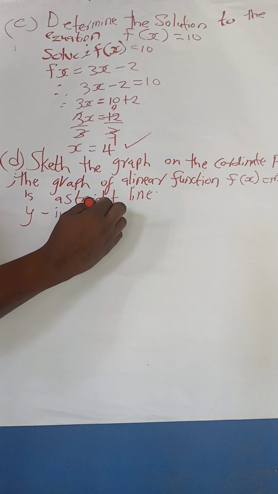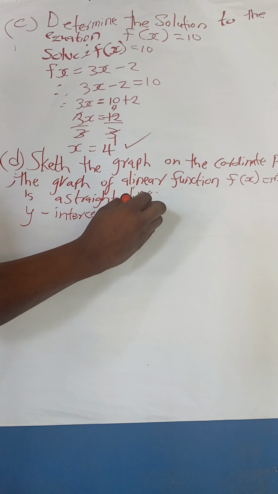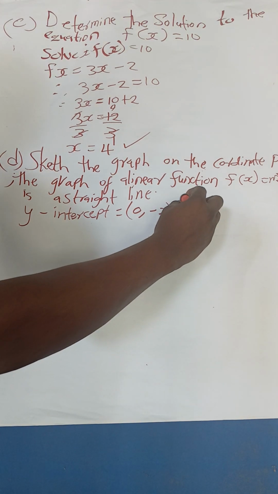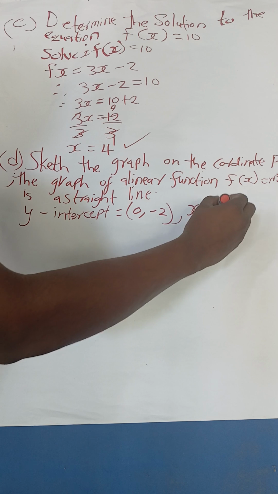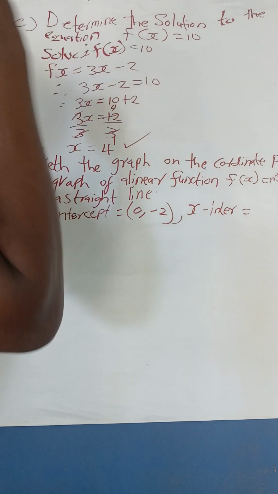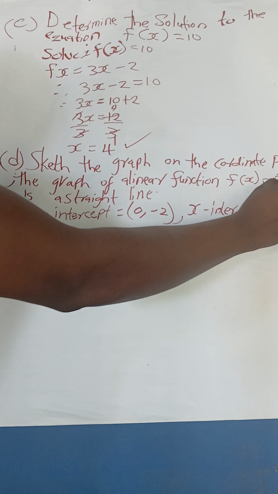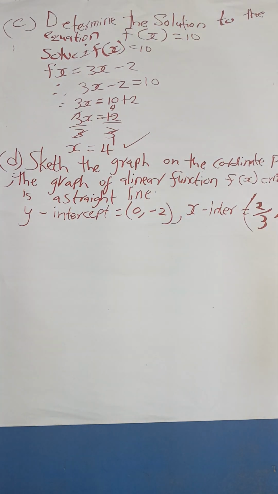Y-intercept, we had 0, -2. Then the x-intercept, we had 2/3, 0. You remember very well that is what we determined in the first calculation. So we have to plot that on the coordinate plane.